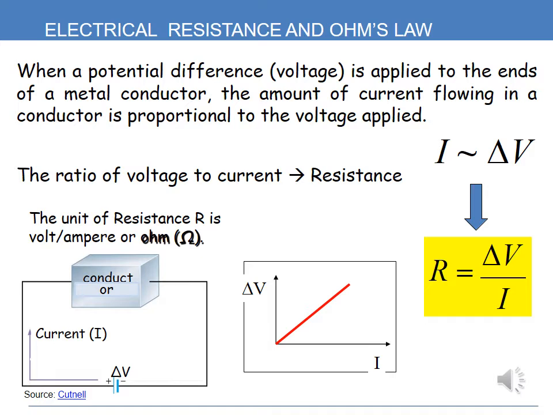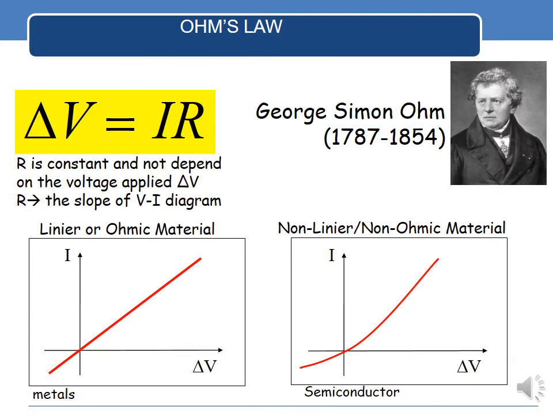So you can see in this picture below, you connect the conductor with the battery, then you measure the change of current as a function of delta V. When you change the potential delta V, you will measure the current here. Ohm's law was first formulated by Georg Simon Ohm when he studied the electrical behavior of some metals or materials.